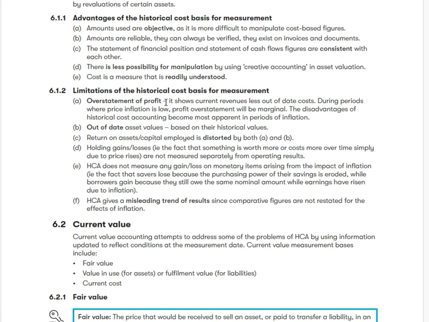It happens. But at the same time, if you borrow, you improve on the purchasing power because we are going to return the same amount this year where the inflation is high. Current value. What is the current value? Current value accounting attempts to address some of the problem of HCA, that is the historical cost accounting, by using information updated to reflect conditions at the measurement date.